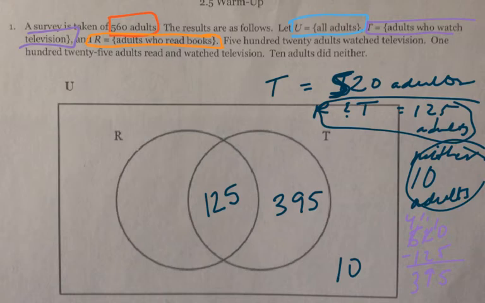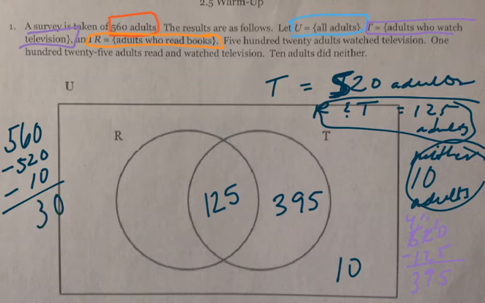So we started with 560. We take away the 520 from the television circle. We take away the 10 that do neither, and then that's going to tell us how many just read. When I subtract those, we end up with 30. So now I can answer the questions about this situation.